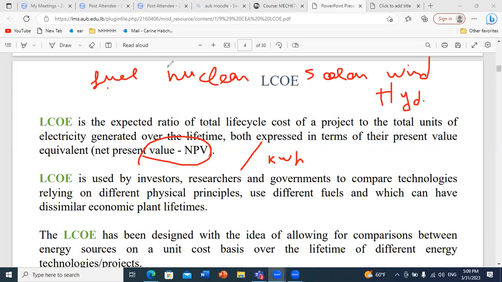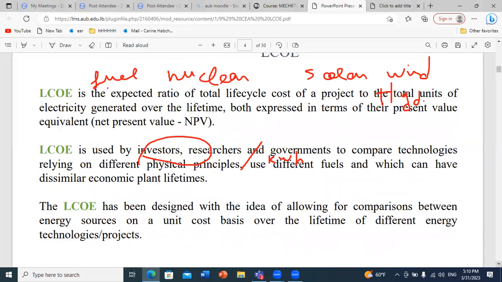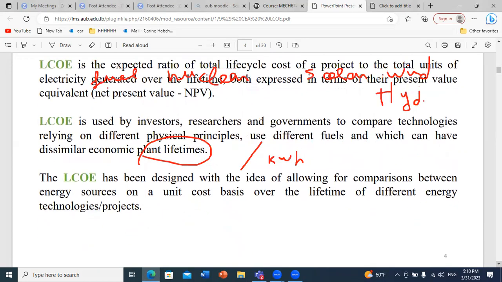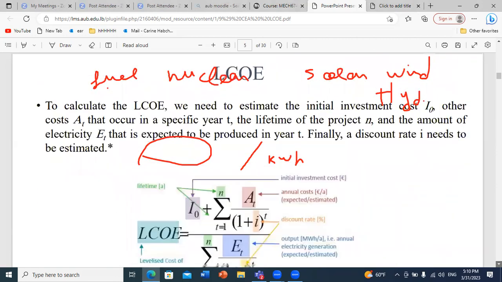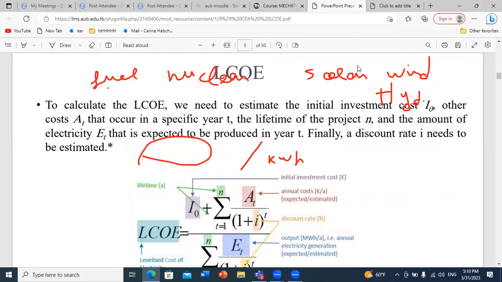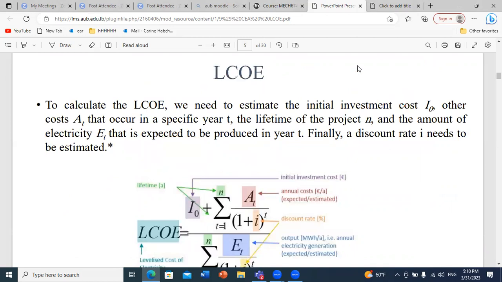So the LCOE has been designed with the idea of allowing for comparison between energy sources on a unit cost basis over the lifetime of different energy technologies projects. Now, to calculate the LCOE, levelized cost of electricity, we need to estimate the initial investment cost I0, other costs AT that occur in a specific year T, the lifetime of the project, and the amount of electricity that is expected to be produced in year T. Finally, a discount rate I needs to be estimated.